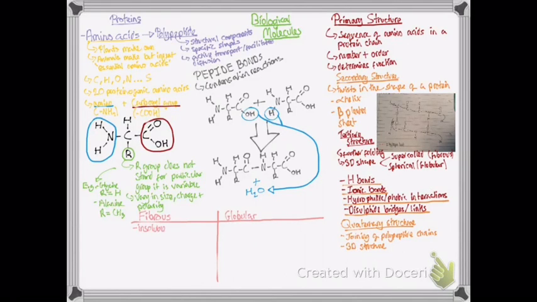So fibrous proteins have repetitive sequences of amino acids, and they're usually insoluble in water, meaning they can form fibres which tend to have a structural function. So an example of this is collagen and elastin. We'll look at those in a minute.